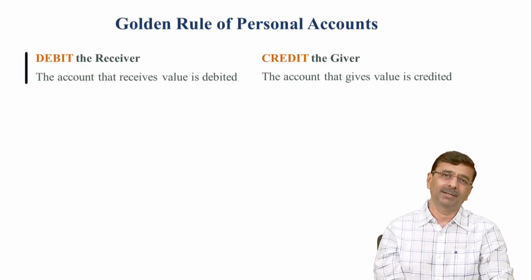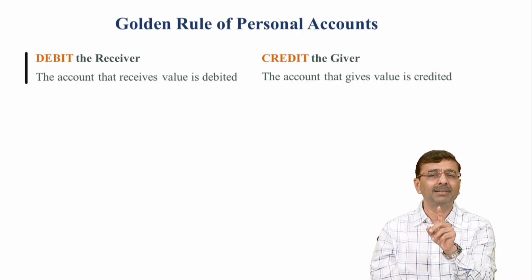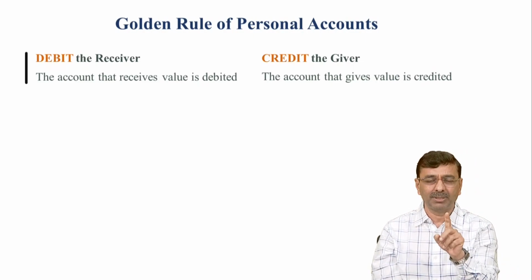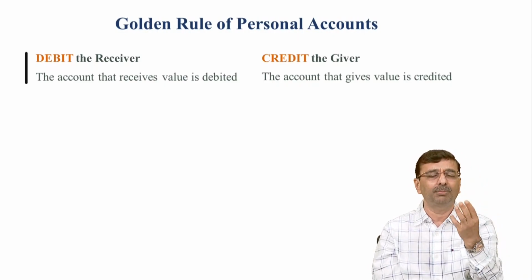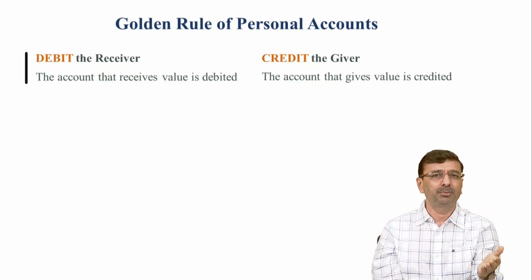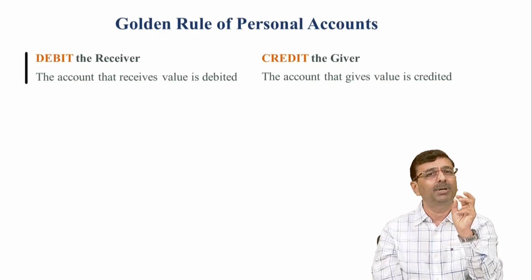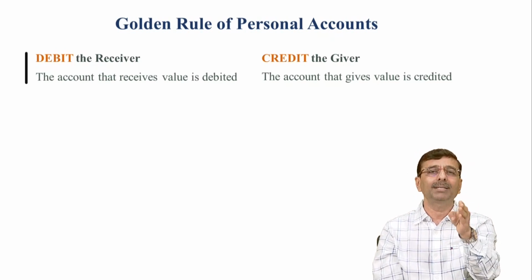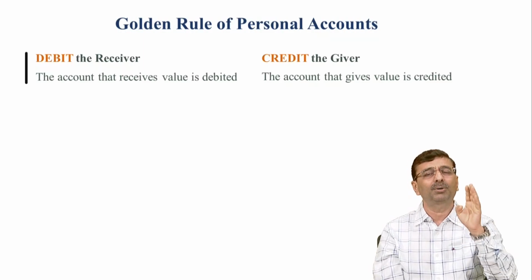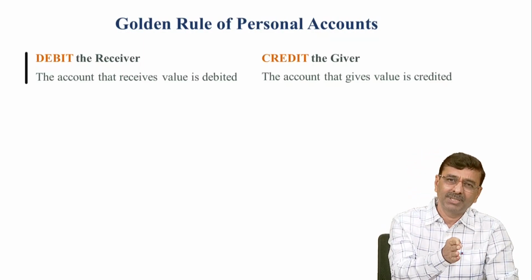Bank of Baroda is a receiver. So Bank of Baroda's account is debited. Bank of Baroda is also a person, an artificial person. We already discussed that there are three kinds of person: one is the natural person, then the artificial person, and then the representative person. Here, the Bank of Baroda is an artificial person, but who is the receiver? Bank of Baroda is the receiver, so that's why the Bank of Baroda's account is debited.